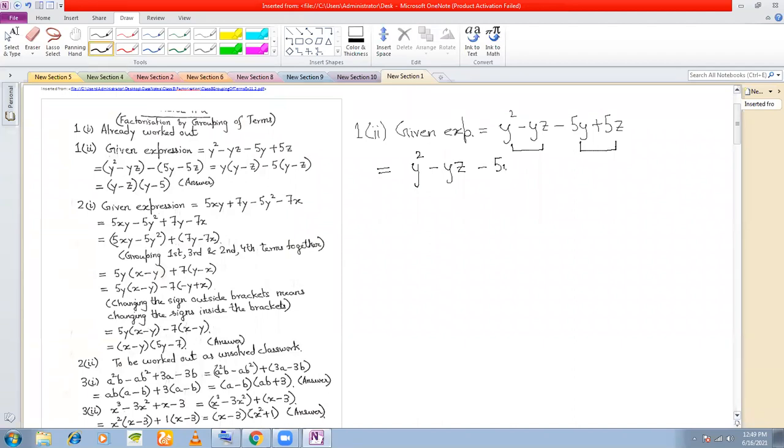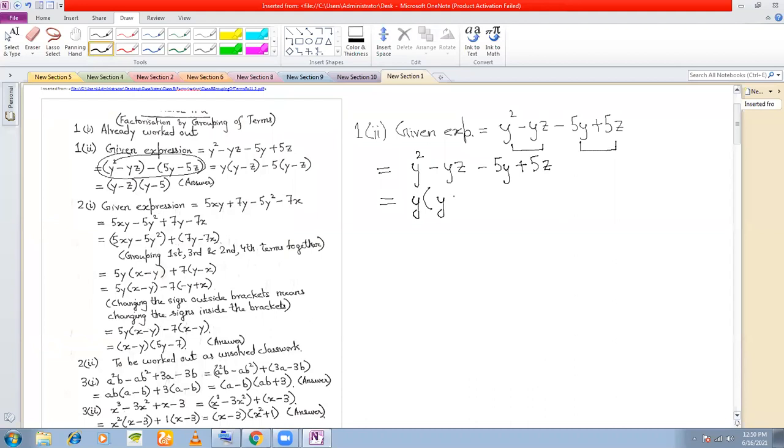Let's rewrite it. You can introduce brackets at this stage, or you can introduce brackets later. In the notes, I have introduced brackets at this step only. You can introduce brackets in the next step also. So what will happen here is from these 2, y square minus yz, you take out the HCF y. If you take out the HCF y, what are you left with here?